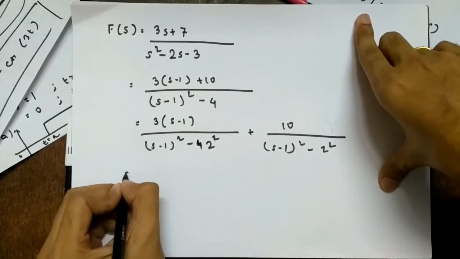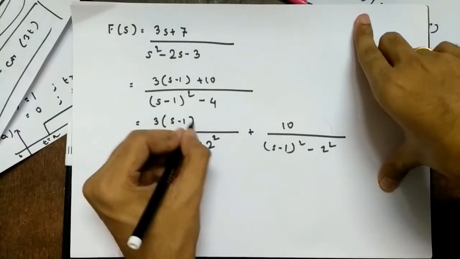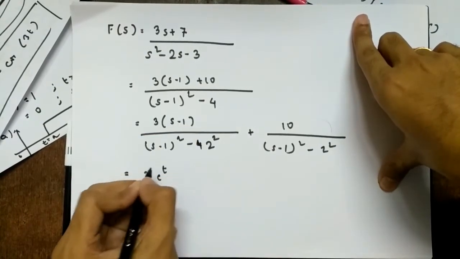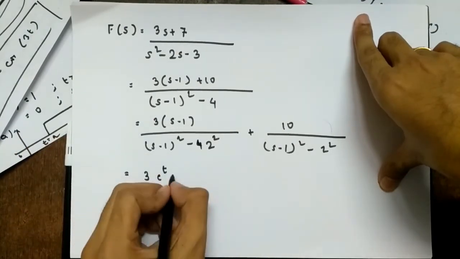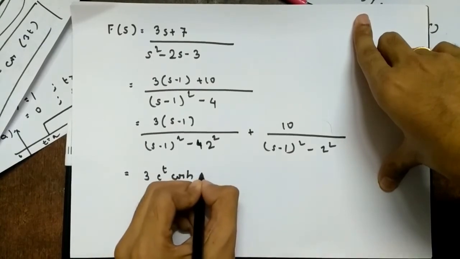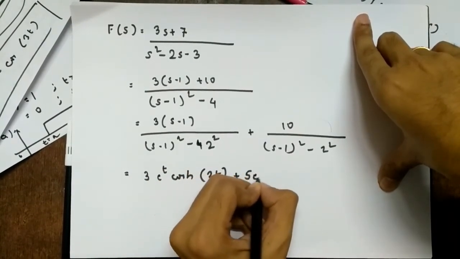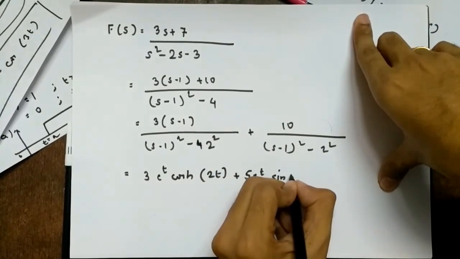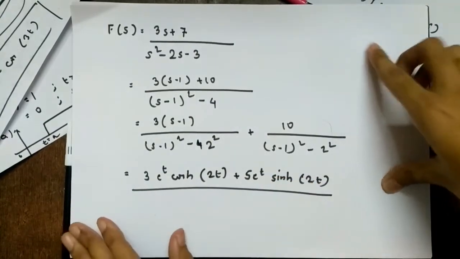So again this is a standard form, right? So it will be what? And it is delayed. So I'll use, and it is minus 1. So plus t. In the previous case it was plus 1, so we used minus t. This is minus 1, so plus t. So 3 e raised to t cosh 2t plus 5 e raised to t, and this will be sinh 2t. So this is the way you have to solve this.